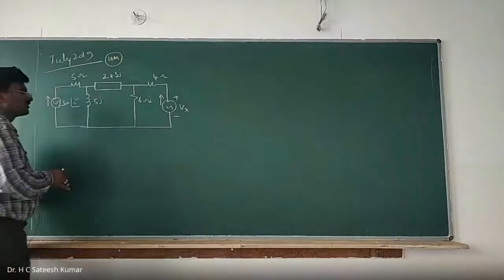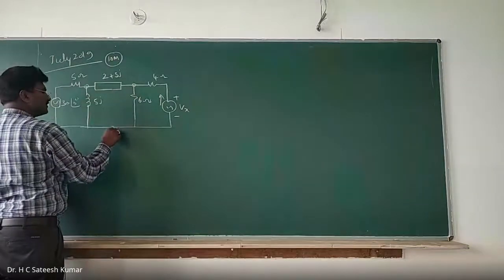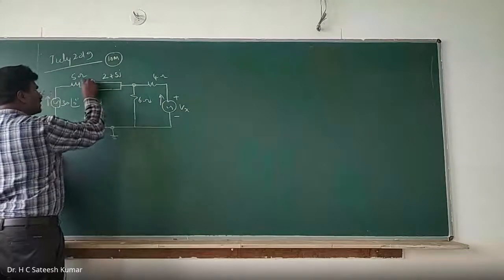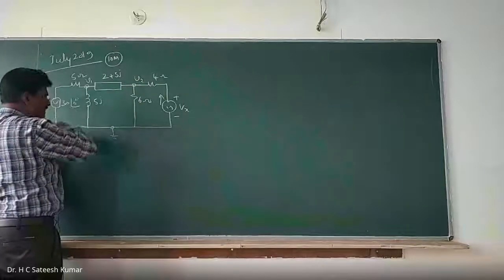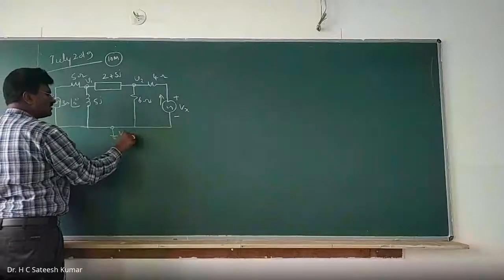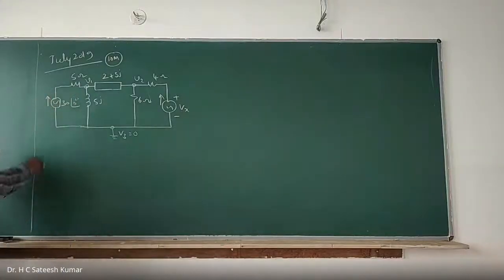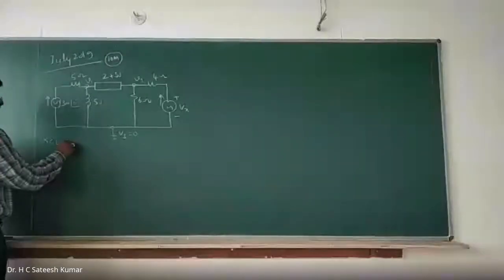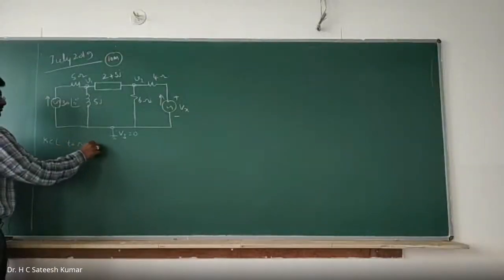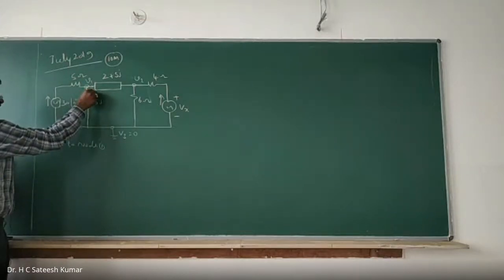Using nodal analysis, first you identify the principal nodes. This is the ground node. You call this V1, this is V2, and this is V3. V3 is equal to 0, assume it to be 0. Now apply KCL to node 1. And the current flowing through this one is 0.